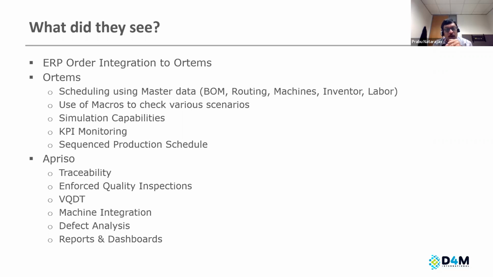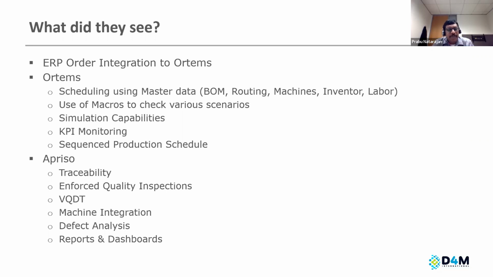Quality inspections were enforced, not waiting on somebody to take a decision on saying, oh, do I inspect this part or do I not inspect this part? And during the inspection, we saw that if there is a defect, we were using the tool Visual Quality Defect Tracking from Apriso. What we had demonstrated was a two-dimensional view, but Apriso is also capable of giving you a three-dimensional VQDT.